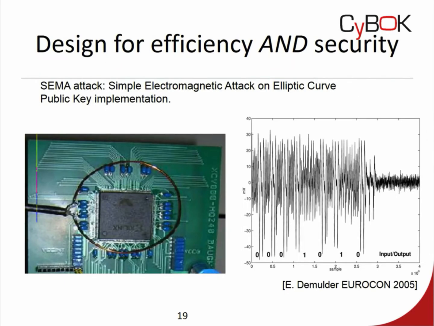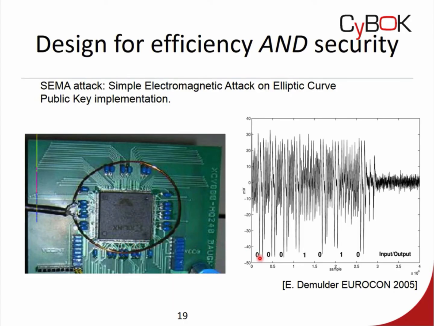I showed one example here. This is an implementation of a very secure elliptic curve implementation on an FPGA. This was a master thesis project, and what you can see is that with a loop antenna, we can actually pick up what the chip is calculating. So this is a typical physical attack. It's an electromagnetic attack on an unprotected implementation, and I'll show you later how this can be fixed and what the source of this problem is.